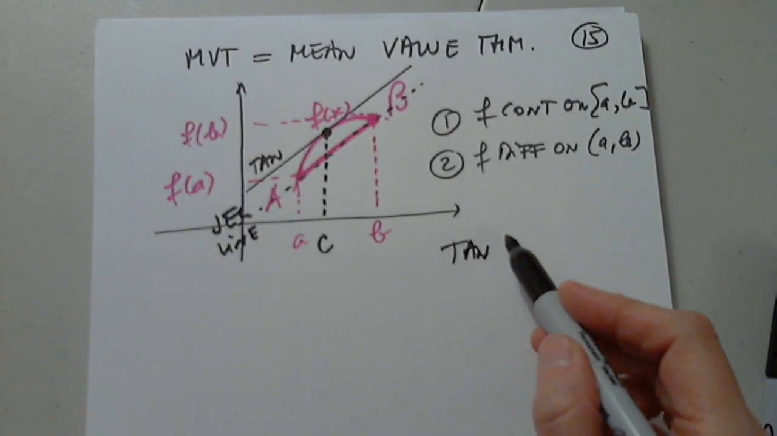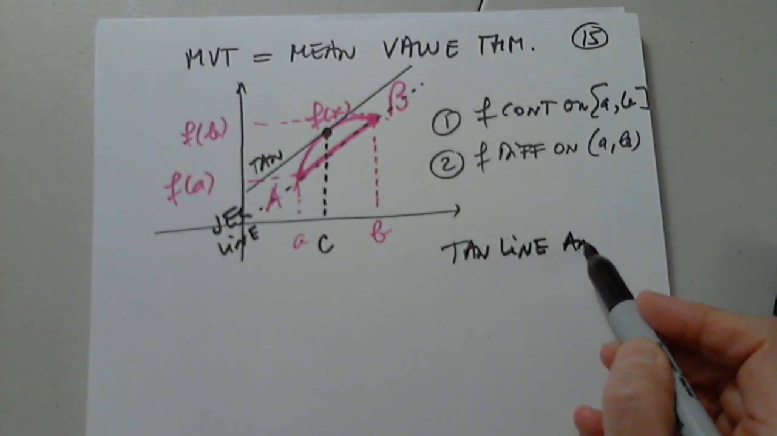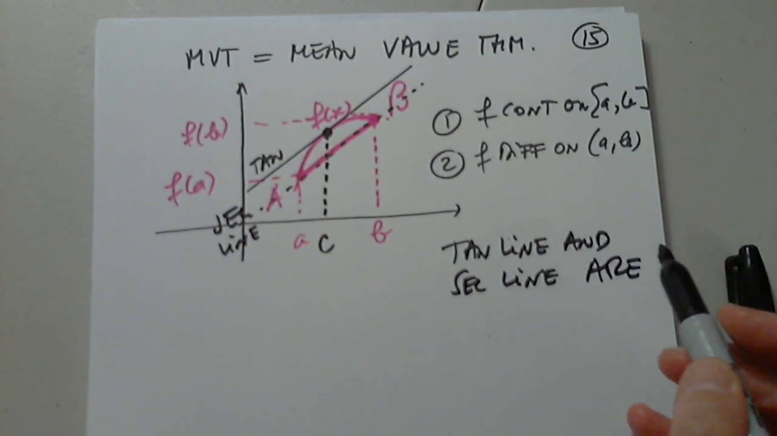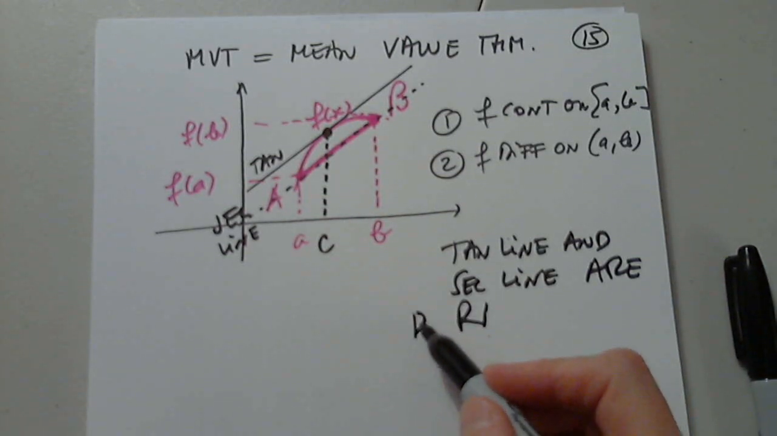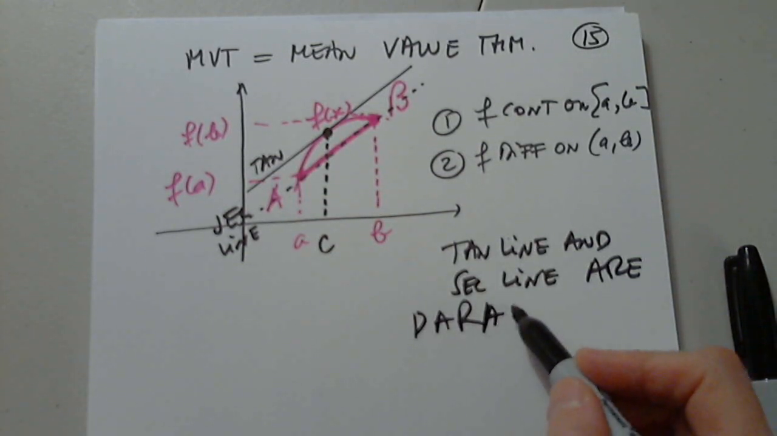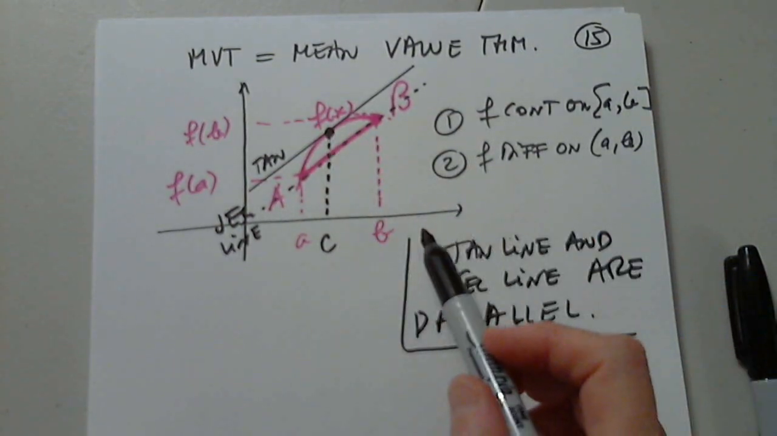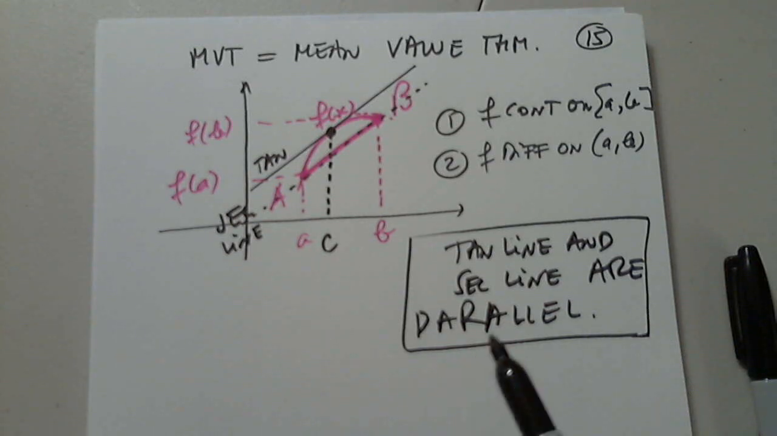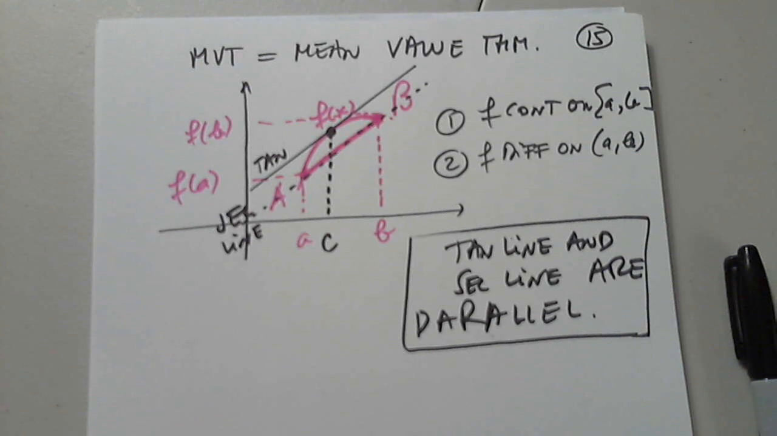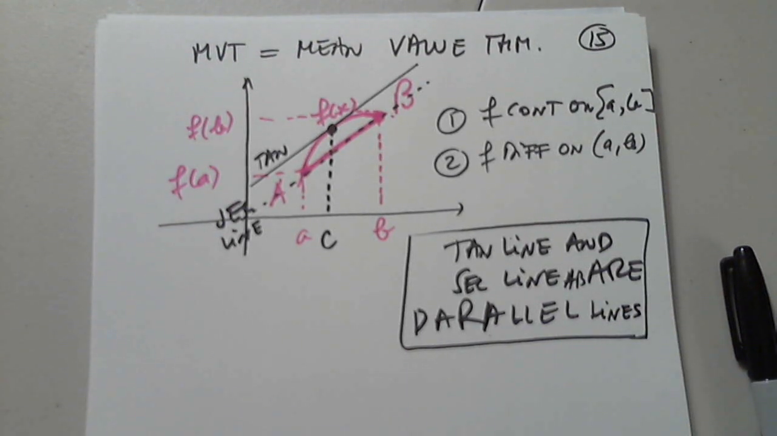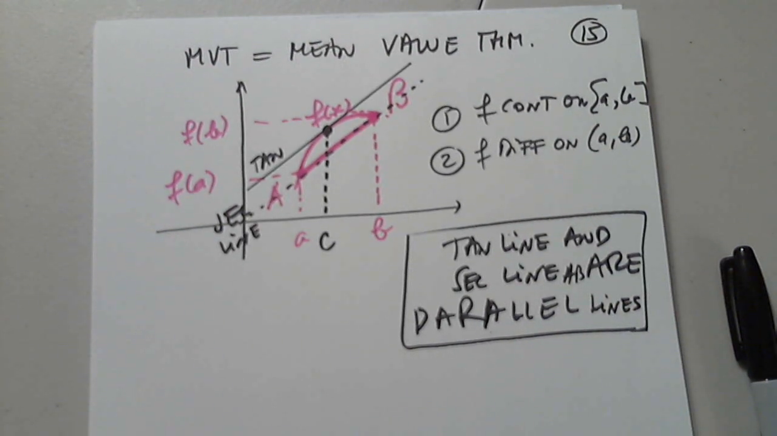So the tangent line and secant line are parallel. The tangent line at that point where x is c, and the secant line AB, are parallel lines. Okay, so let's see what the conclusion is.